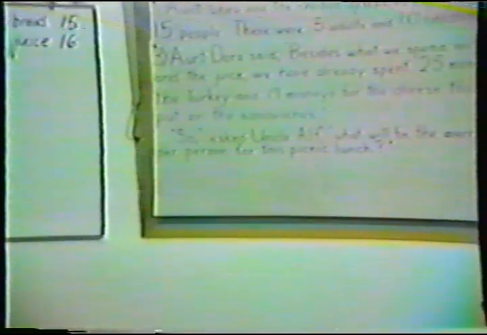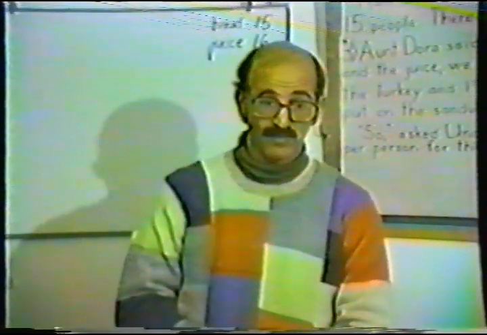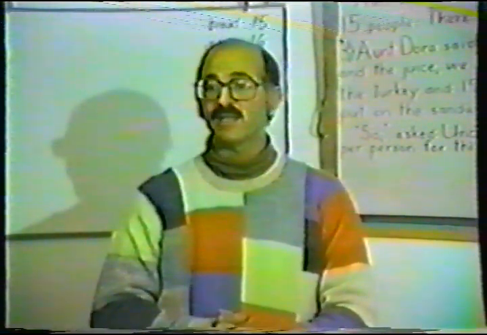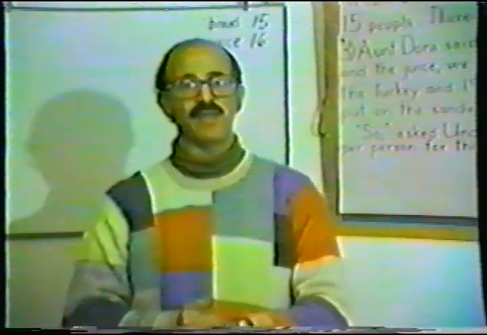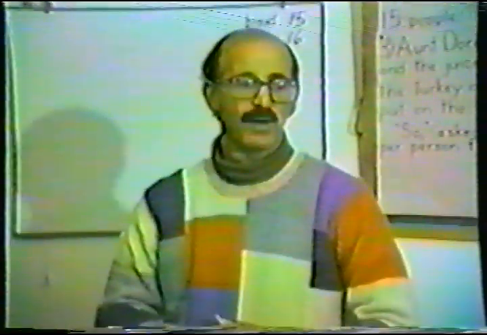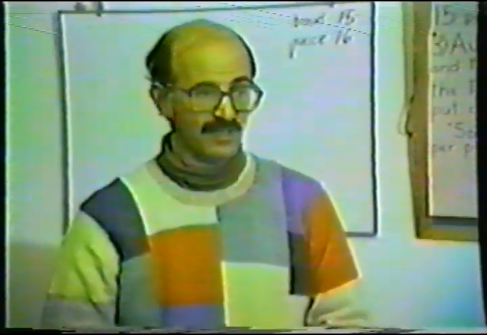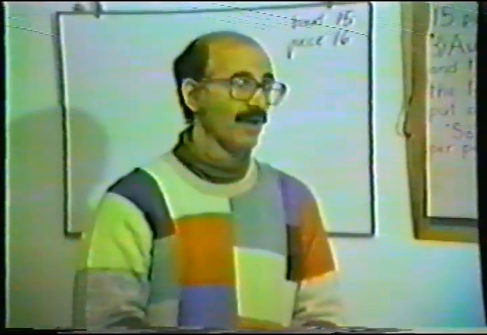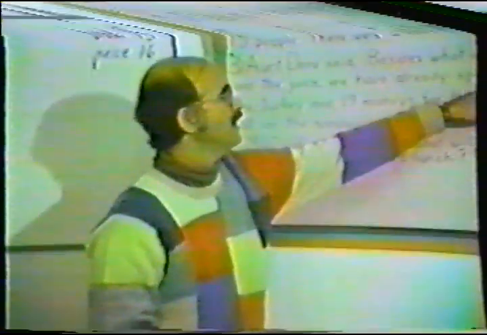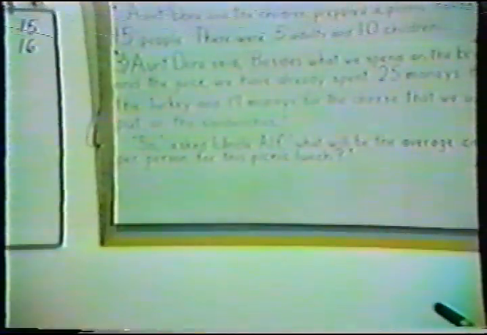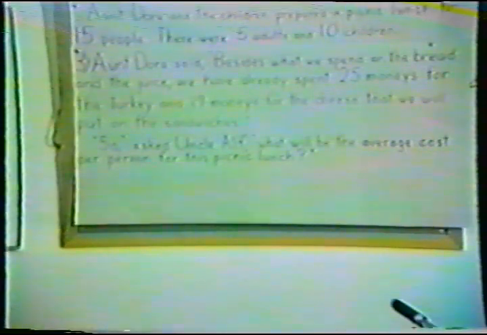Well, here's another average problem. And we said when you have an average problem, you have to first find the total and then divide by the number of things involved. Well, we want to find out the total that we spent. We spent 25 monies for turkey.